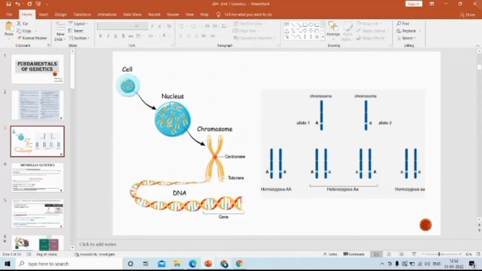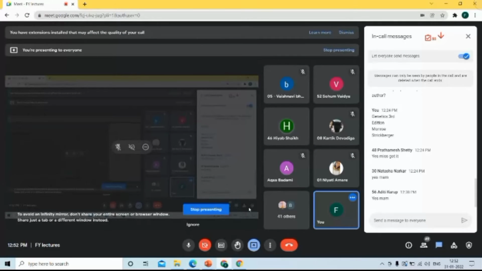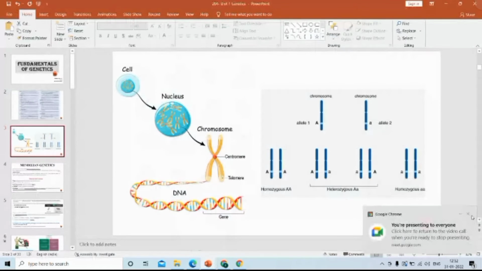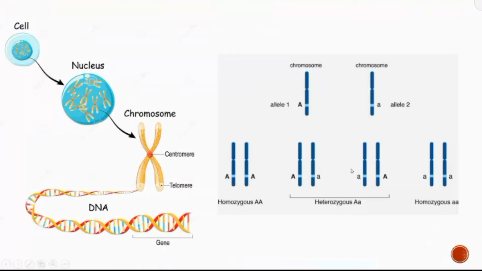Yes. So have you understood whatever I have said up till now? What are genes? What are alleles? What are chromosomes? What are gametes? Yes, miss. Yes. These are very important. You need to know.